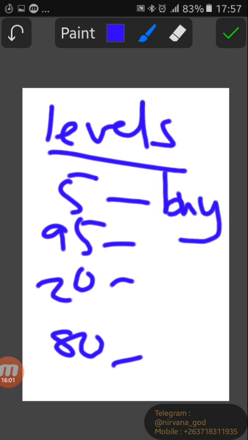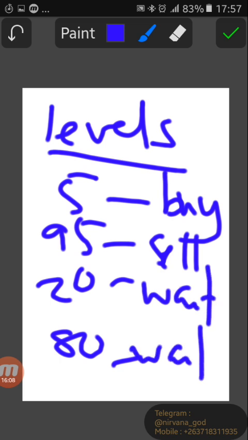You buy here and you sell here. Here you can say wait and wait. So this is generally how it is, how simple it is.